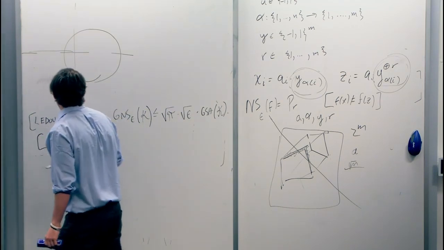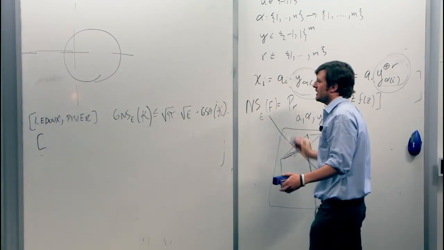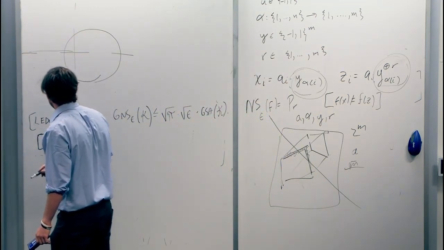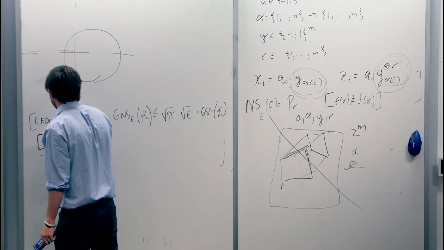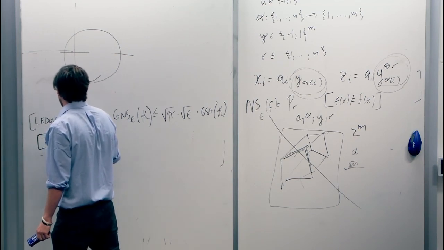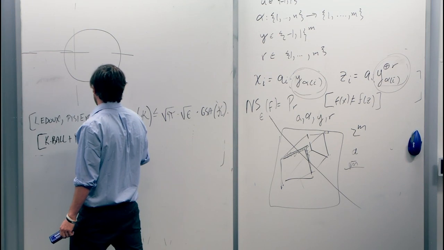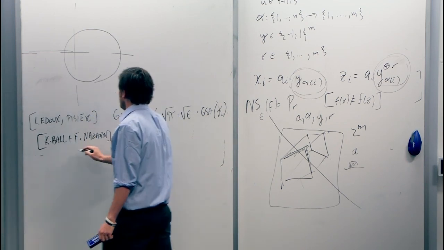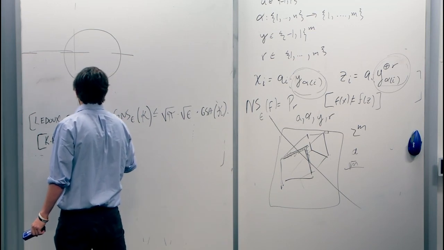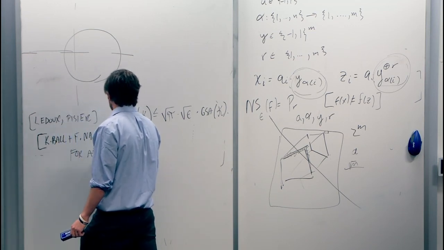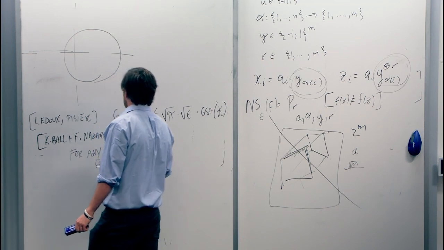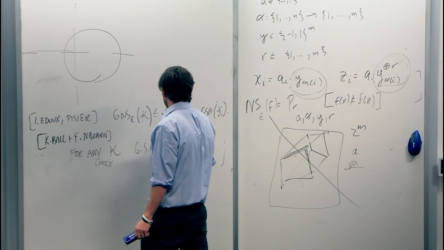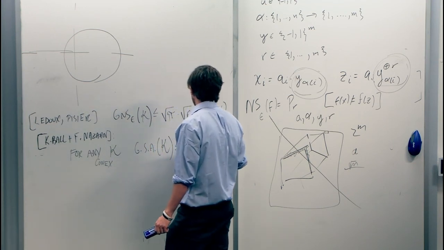So then, once you have this relationship, you can really start doing some good literature searches. It turns out that Keith Ball and also Fedya Nazarov proved that for any convex set K, the Gaussian surface area of K is at most n to the 1/4.